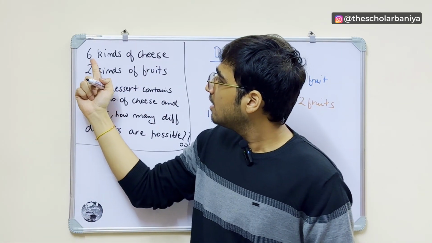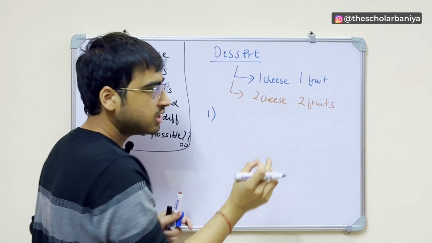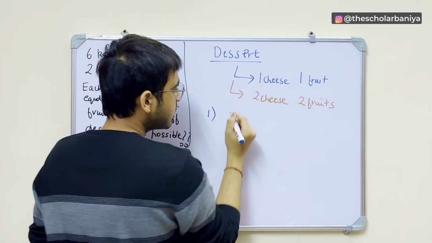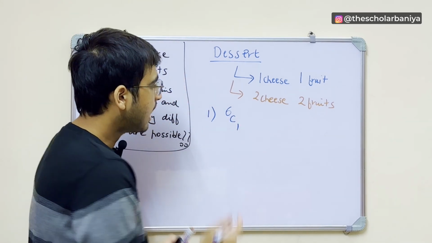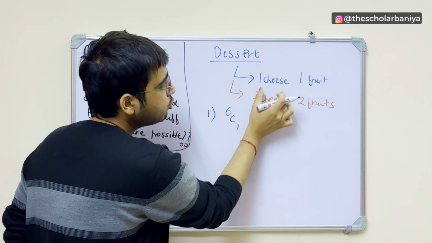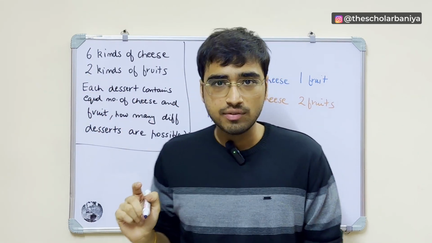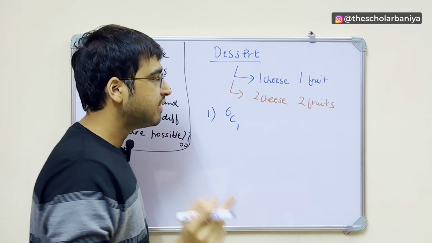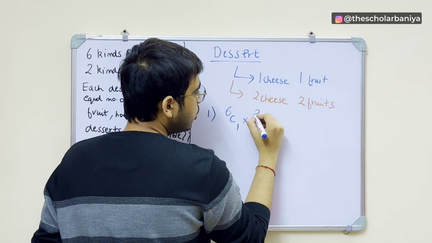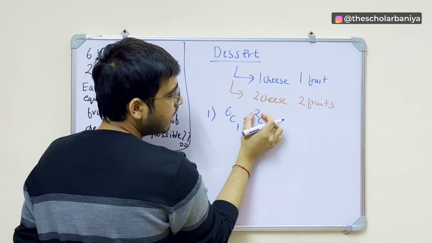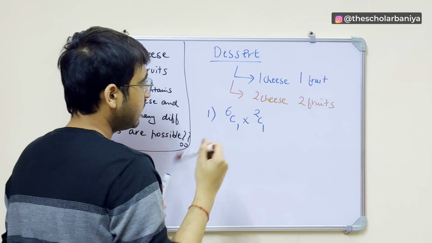We know that we have 6 kinds of cheese, right? So out of those 6 kind of cheese, we have to choose one cheese. So what does it become? It becomes 6C1, right? Out of 6 possible cheese, we have to choose one cheese. Similarly, there are 2 kinds of fruits available. So out of the 2 kinds of fruits available, we have to choose one fruit. So it becomes 2C1. Out of the 2 kind of fruits available, we have to choose one. So this is one possible case, right, for this.